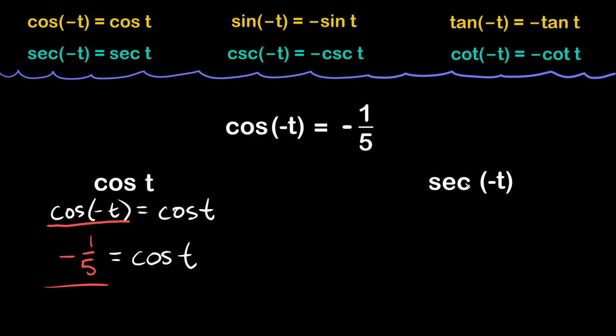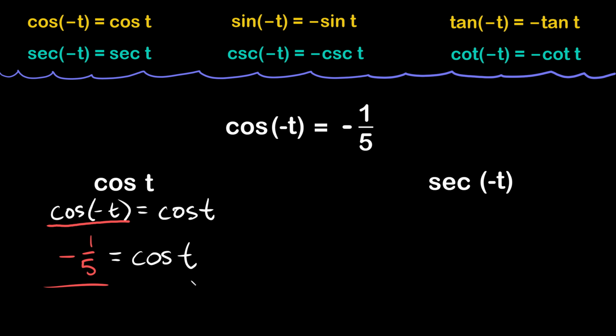So here we're looking for the secant of negative t. There's a couple different ways we could solve this, but I'm going to try and keep it consistent here. So again, the first thing that we can remember is that the secant and the cosine functions are reciprocals of one another, right? As you can see here, we already figured out what the cosine of t is, right? The cosine of t is equal to negative 1/5.